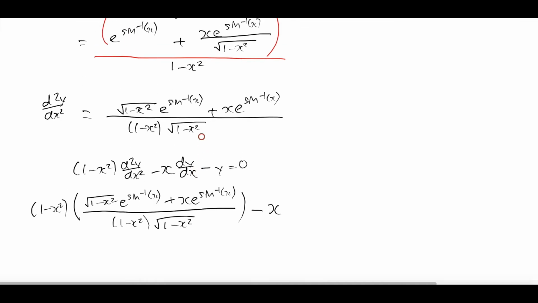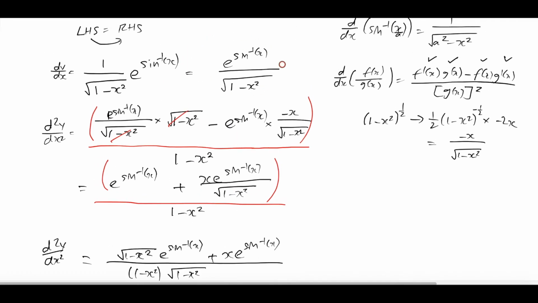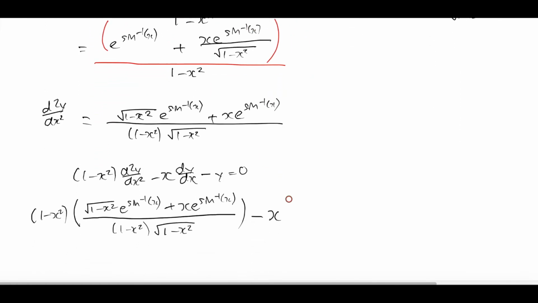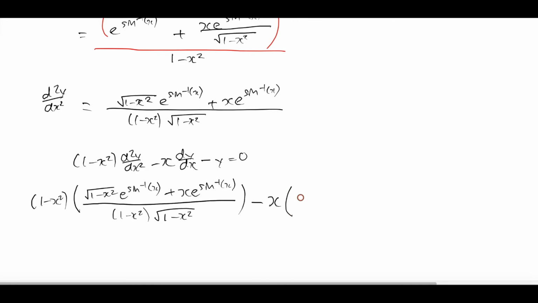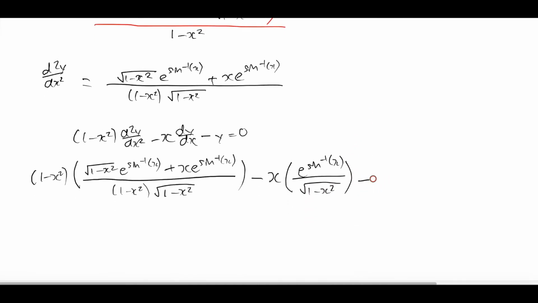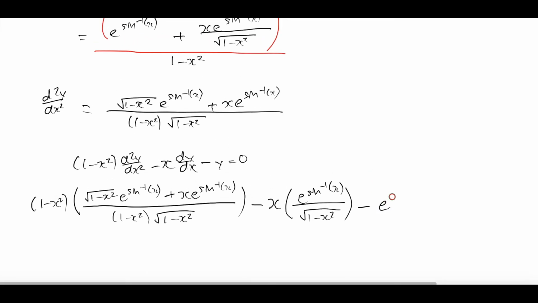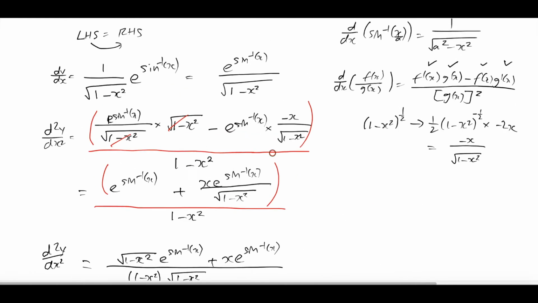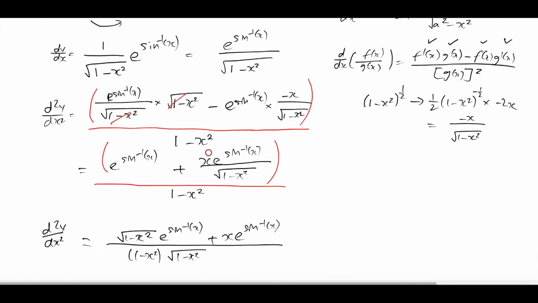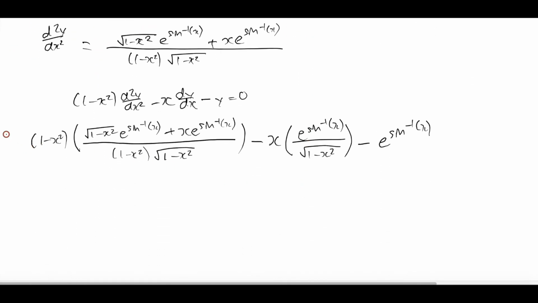And then we also have minus x times dy dx. What is dy dx? Well, dy dx is what we found in the first place, e^(sin inverse of x) divided by the square root of 1 minus x squared. So I'll just write that down, minus x times e^(sin inverse of x) divided by the square root of 1 minus x squared. Okay, and then minus y. What is y? Well, y is e^(sin inverse of x), so that's what they gave us up here: y equals e^(sin inverse of x). Okay, right. So that's what the left hand side is. Let's try to make it equal to 0.